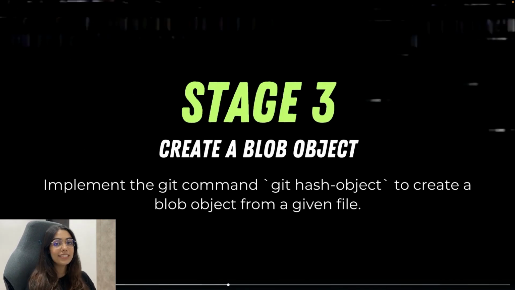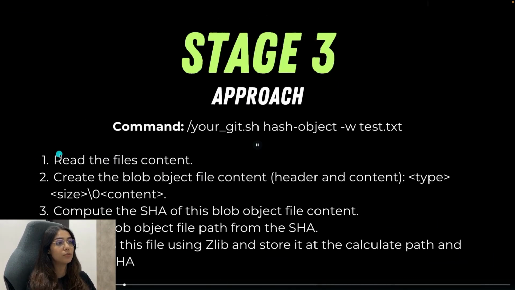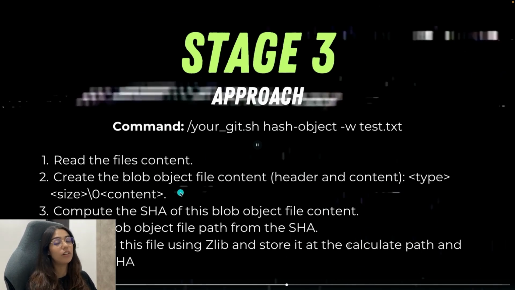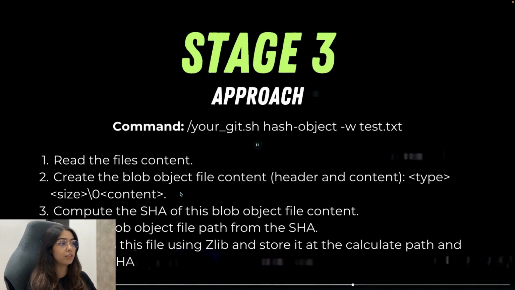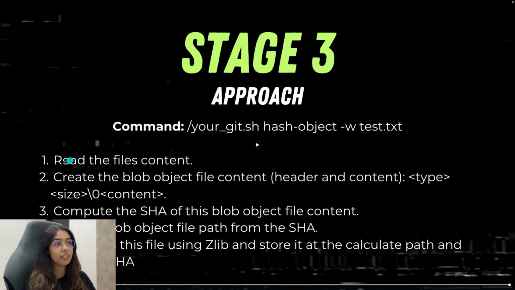So you can separate the header and the actual contents and print just the contents of the text file. In stage 3, we learn how to create a blob object from a simple file. First we are given a file, and we can read the content of that file. Then we can create the contents of the blob object file. The blob object has a header with the type, which in our case is going to be blob, and the size in bytes. After reading the contents of the file, we find the size of the file in bytes, then add a null byte, and finally add the contents of the file that we just read.